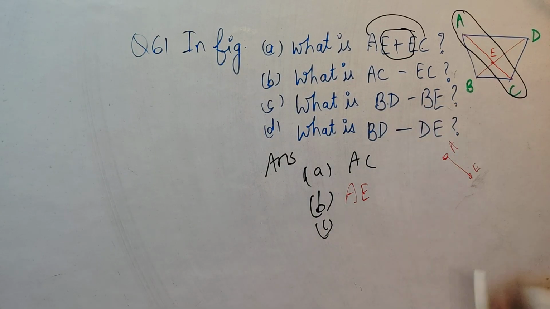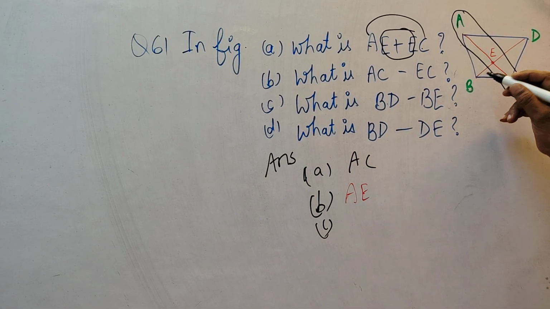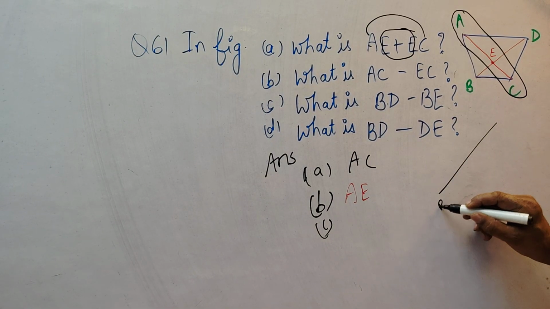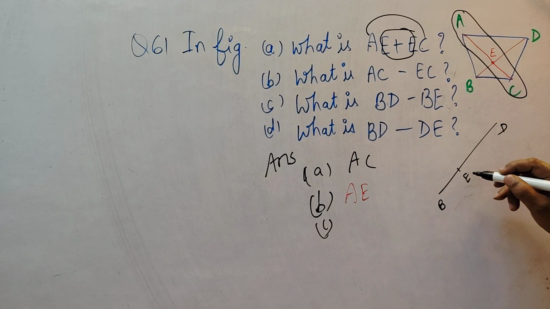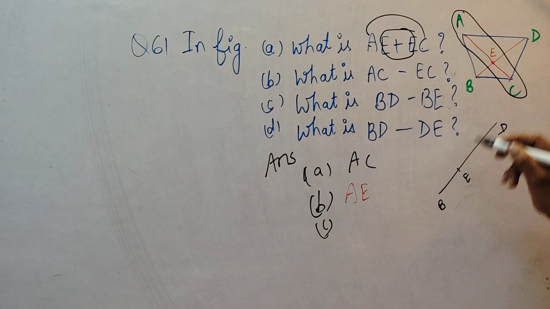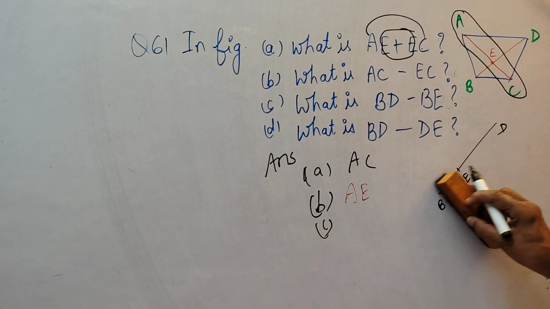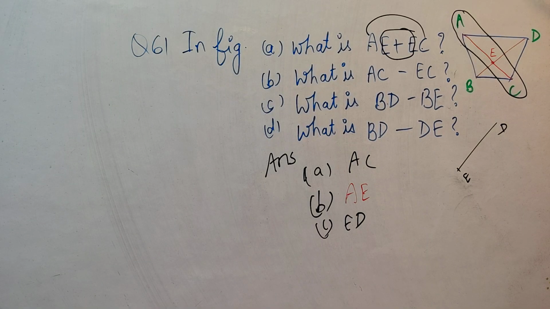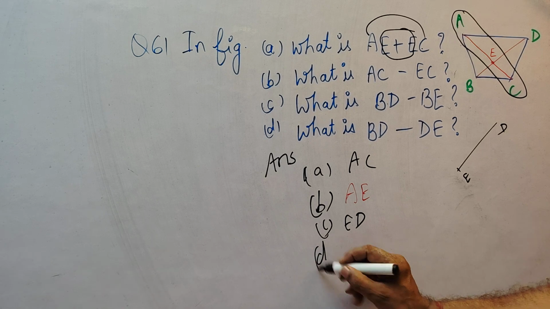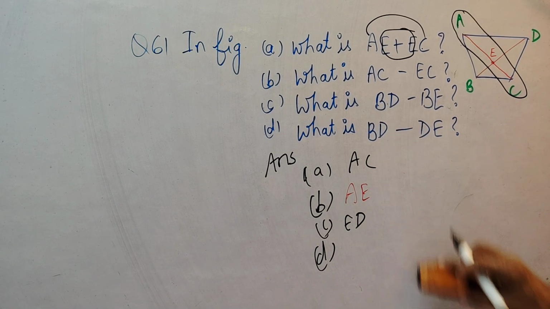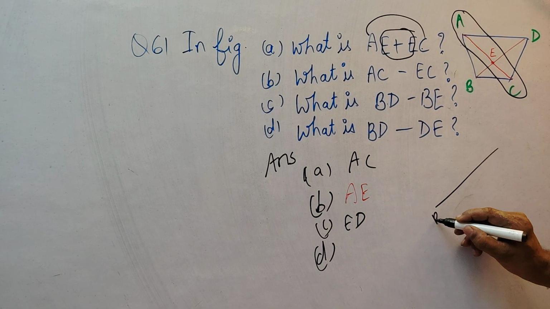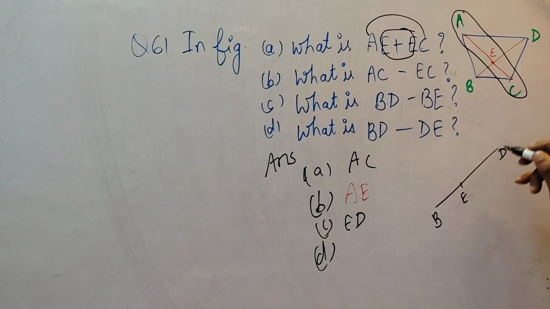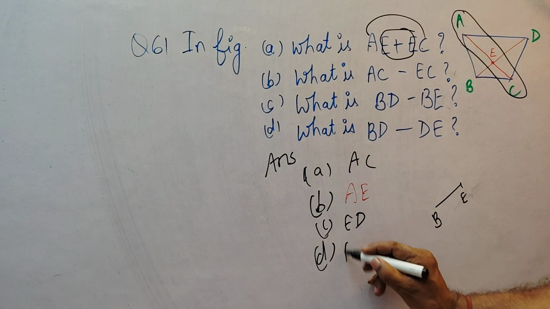Now C part, what is BD minus BE? BD is the complete part, BE is the smaller part, so BD minus BE is ED or DE. Next, D part, what is BD minus DE? This is BD, and DE we eliminate, so it is equal to BE.